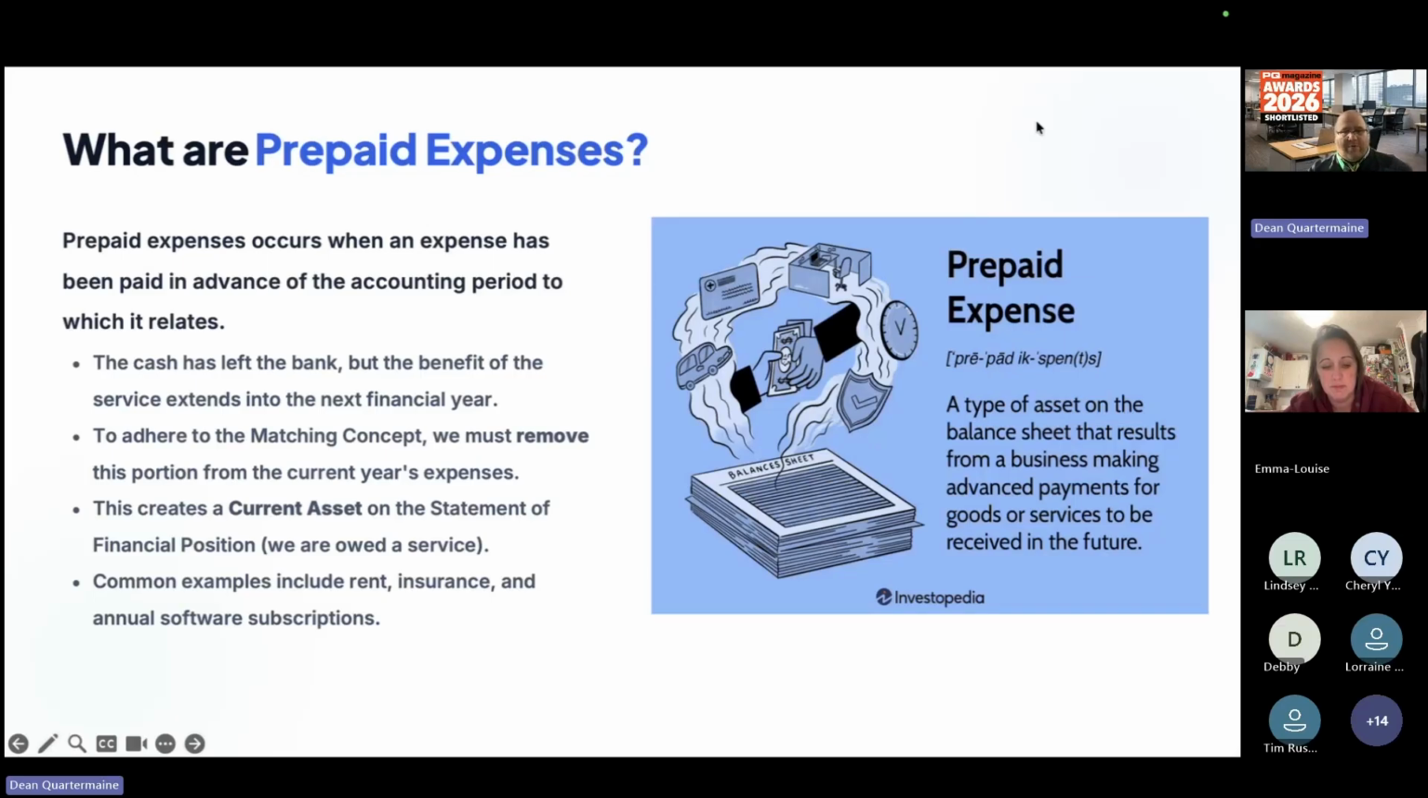So if you're paying an annual subscription for, I don't know, Sage is an example. So Sage do offer annual subscriptions. You'll pay an annual subscription to Sage, but actually it covers a 12-month period. Your year end could be the middle of the year. Half of it belongs in this year, half of it belongs in next year.